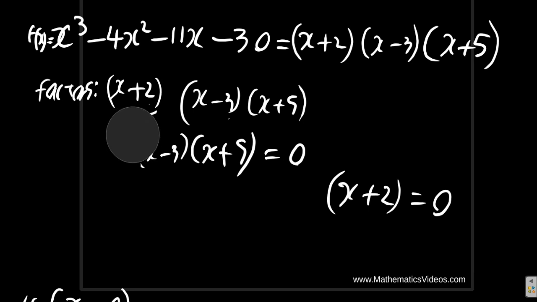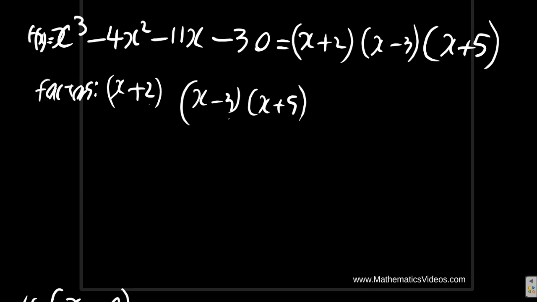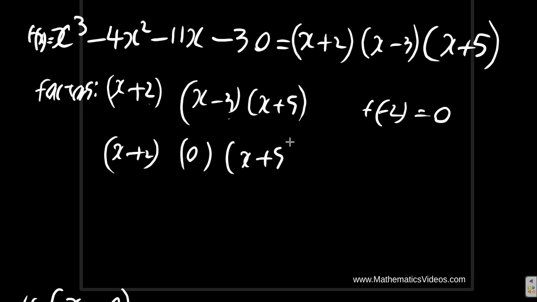So, you see, just like how you made f of negative 2 equals 0. If you do this, you have 0 times x minus 3 times x plus 5. If you say x plus 2 times 0 times x plus 5, all of that will be 0. Because x plus 2 times 0 is 0, and 0 times x plus 5 is 0.